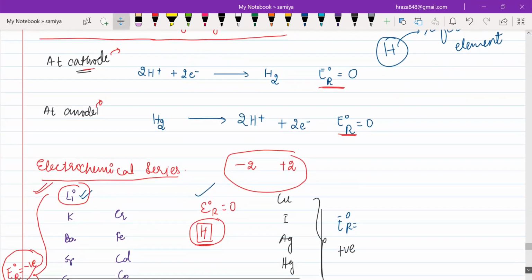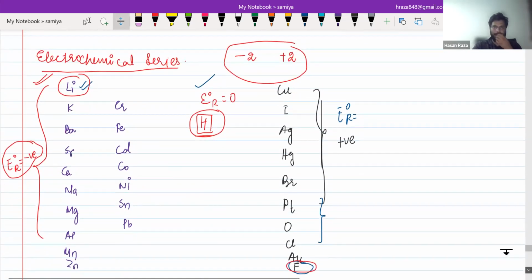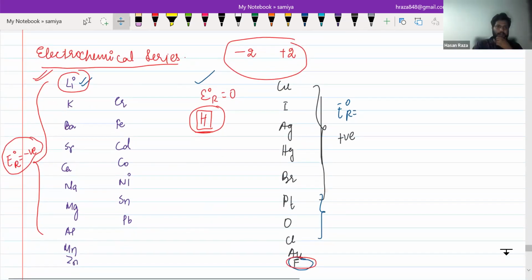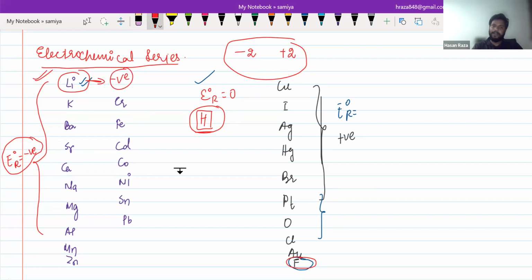Very good. Thank you. Now see, this is the electrochemical series. Lithium is the most negative. The series is in order of most negative, then in decreasing order of negative. Then hydrogen comes, which is zero, and then again from zero going positive. Always remember that as E naught R increases, oxidizing power increases and reducing power decreases.